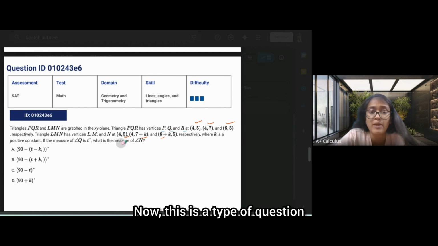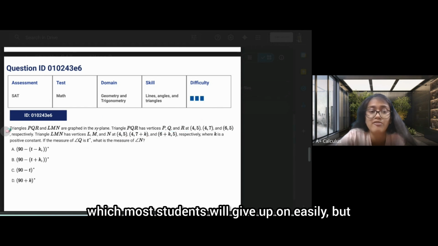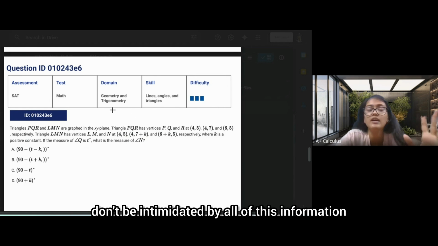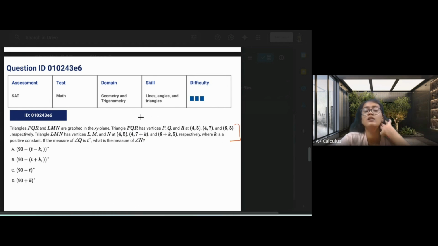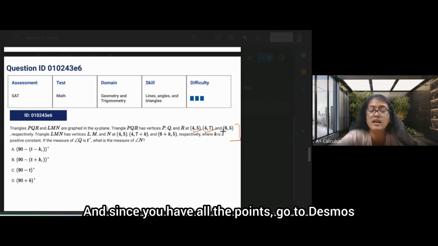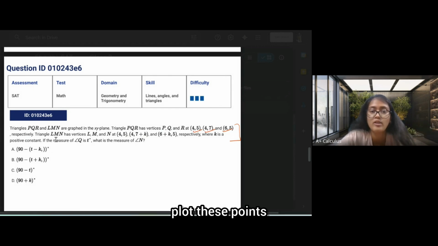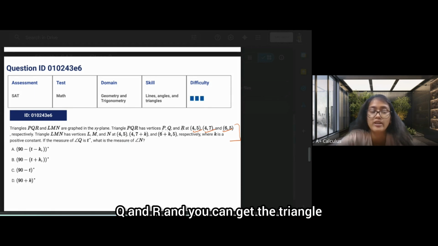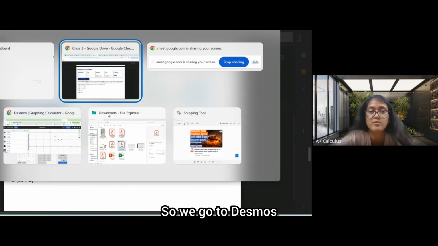Now, this is a type of question which most students will give up on easily, but don't feel intimidated by all of this information. Just draw the diagram for this, and since you have all the points, go to DESMOS and plot these points. So you can easily plot the points P, Q, and R, and you can get the triangle. So we'll go to DESMOS.